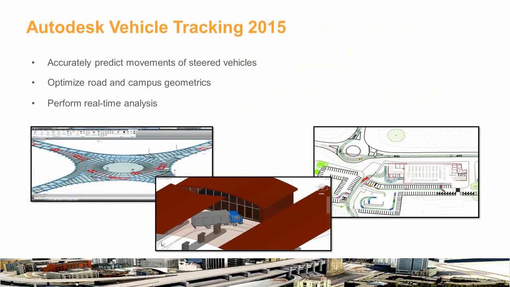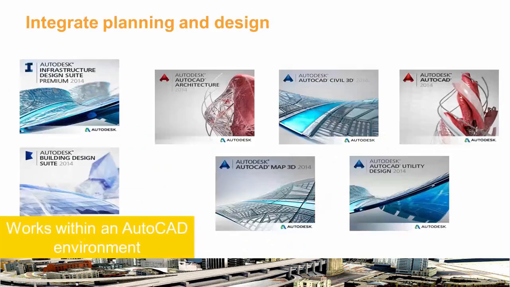The vehicle tracking software is a comprehensive transportation analysis and design solution for vehicle swept path analysis. Vehicle tracking is an essential addition to the Autodesk Civil Infrastructure software portfolio, providing benefits to civil engineering teams working on transportation and site design projects. Autodesk Vehicle Tracking overlays onto several of the suite products, so it's an add-on module onto products like AutoCAD, Map 3D, Civil 3D, AutoCAD Architecture, and even utility design.